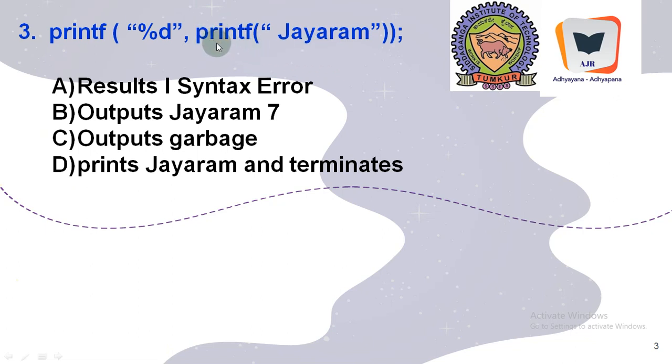Since every C function returns some kind of integer value, here it returns the number of characters in this literal string. J-a-y-a-r-a-m: 1, 2, 3, 4, 5, 6, 7. Whatever is in the bracket will be printed first and then the value will be printed, therefore it outputs Jayaram7.